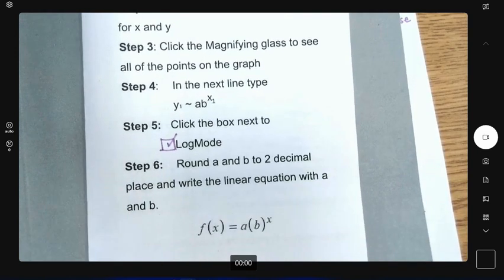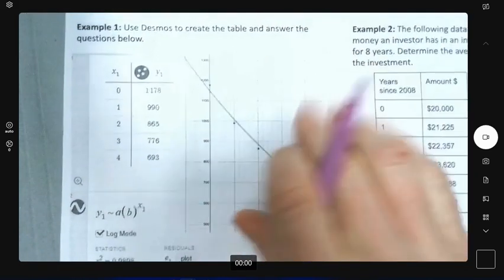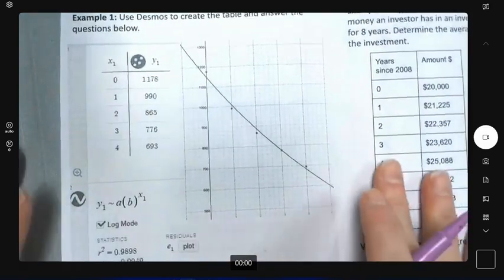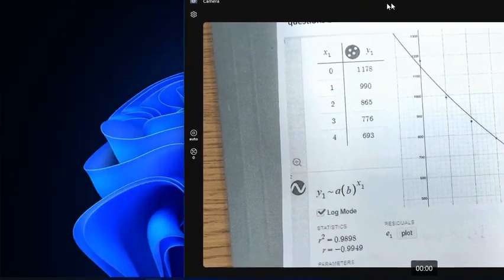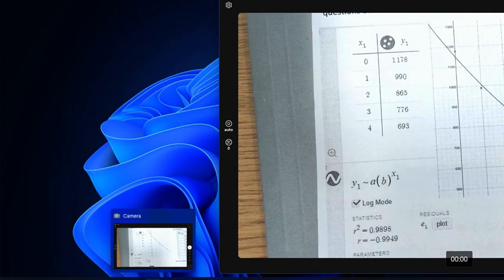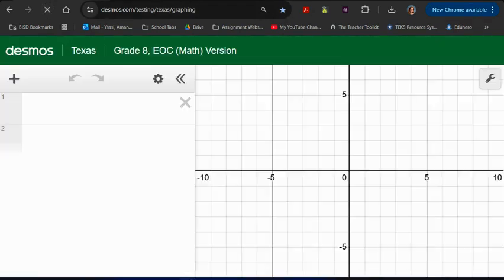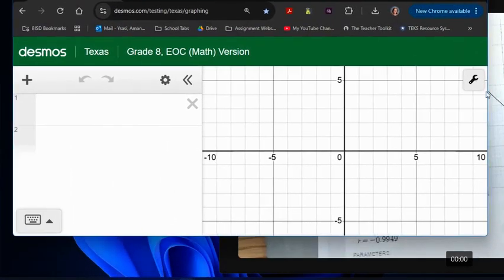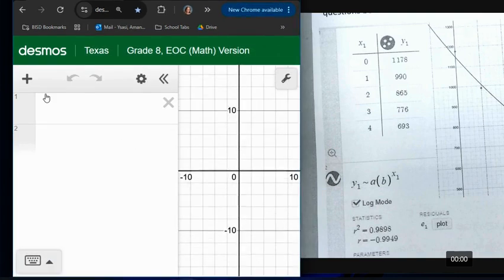Okay, so let's look at first example. Example 1. So this is actually what your screen will look like whenever you do it correctly. So we're going to follow the steps. So let me pull up Desmos and hit refresh. So I get a new Desmos page. I want both of these at the same time. Okay, so let's follow the steps.